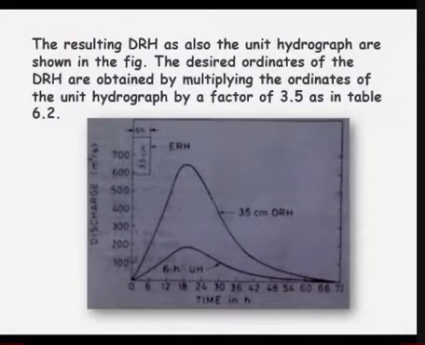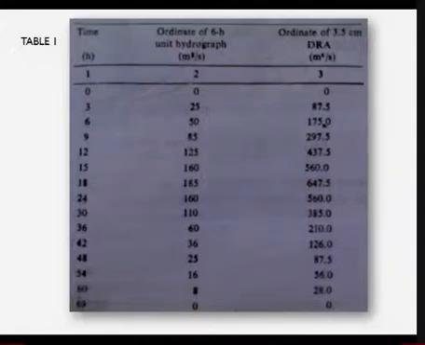The resulting DRH, as also the unit hydrograph, are shown in the figure. The desired ordinates of the DRH are obtained by multiplying the ordinates of the unit hydrograph by a factor of 3.5 as in the table of 6.2. So you are given there time 0, second column, the ordinate is 0. Then time 3, ordinate 25, then you multiply it by the rainfall, 3.5, no? So 3.5 times 25 will give you 87.5.